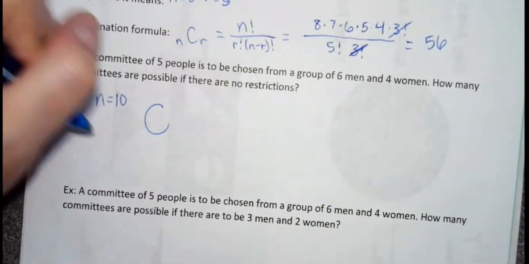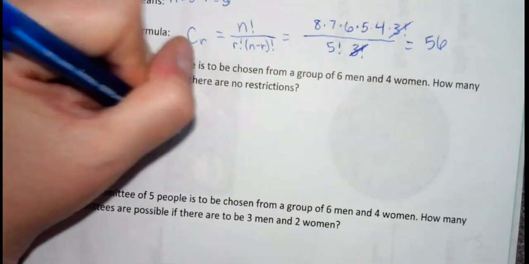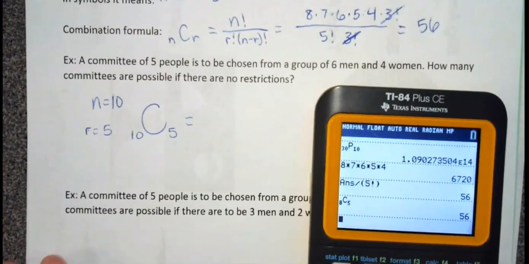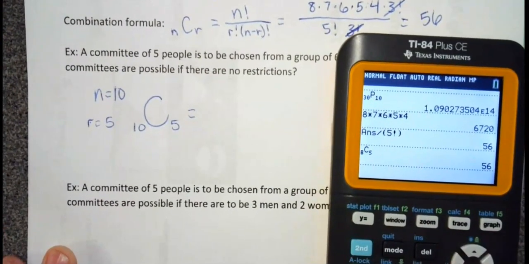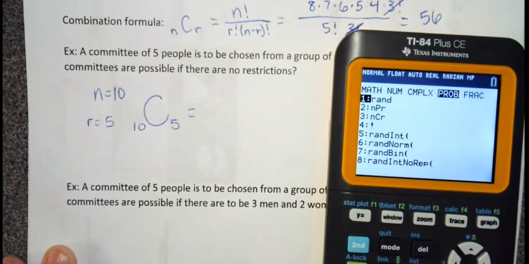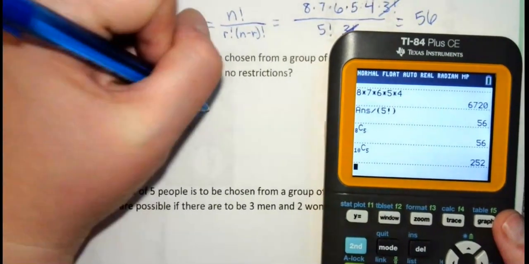All right, so you have a committee of 5 people to be chosen from 6 men, 4 women. So that's 10 total, and you're choosing 5 people. So it's 10 C 5. It's just a committee. It doesn't matter who, everybody's equal on the committee. No president, vice president, any of that. So you go to math, you go to prob, or probability. In nCr it is 10, C 5, and you're going to get 252.